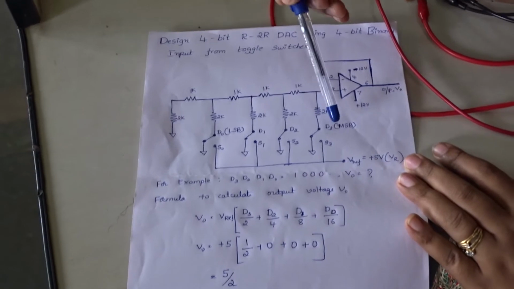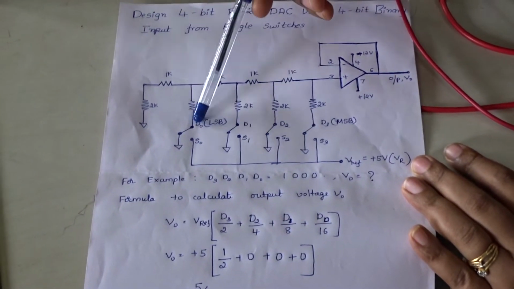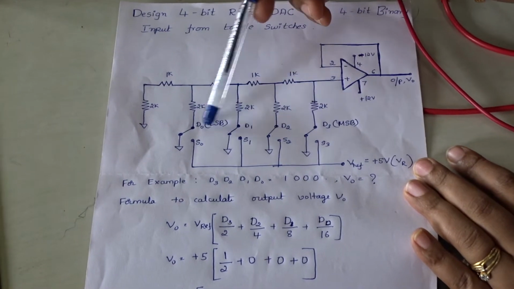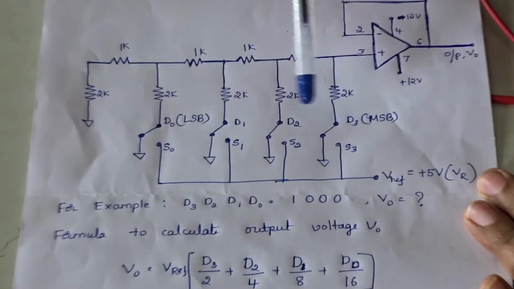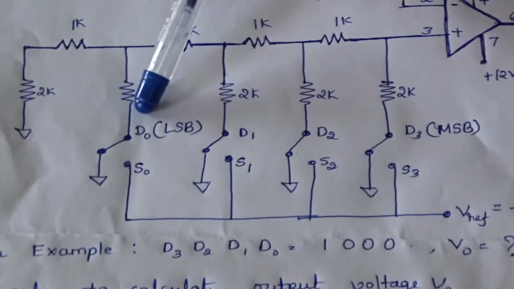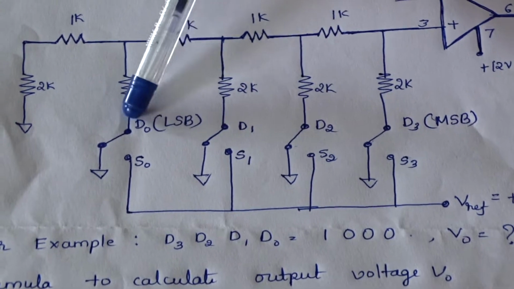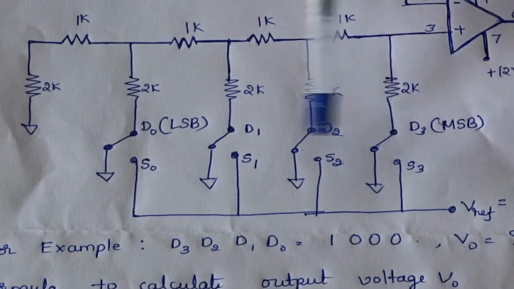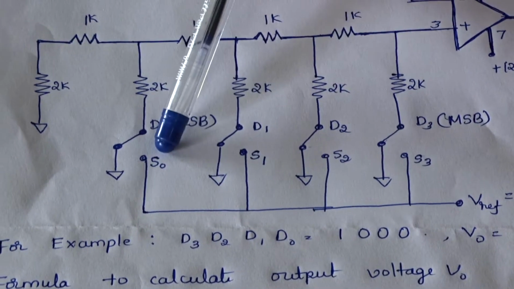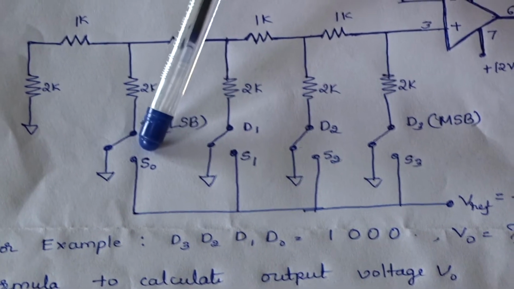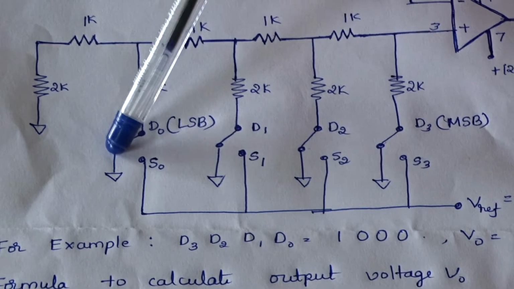It is 4-bit, that is, we are providing the inputs in terms of binary, binary inputs of 4 bits. The bits are mentioned as D3, D2, D1, D0, and these input signals are provided by the toggle switches, that is S3, S2, S1, S0, and these switches are single pole double throw. So one end will be connected to the ground.